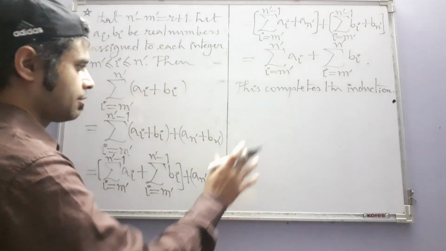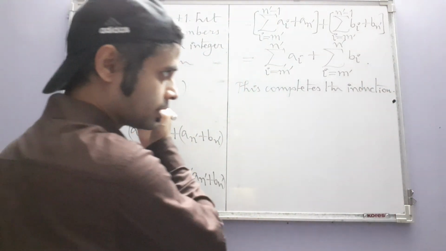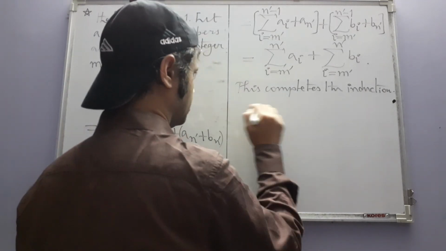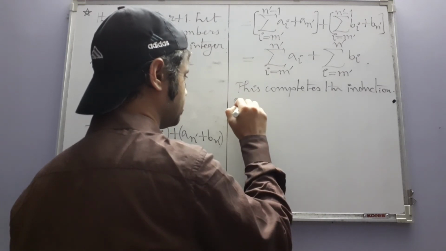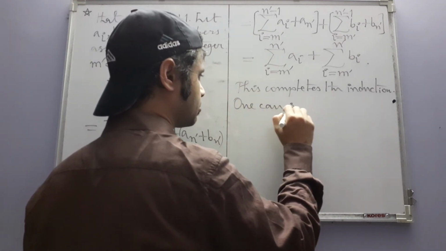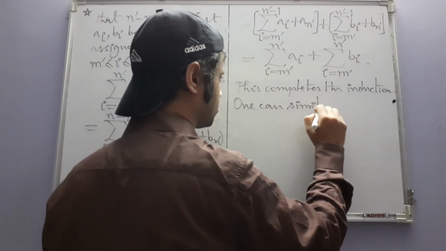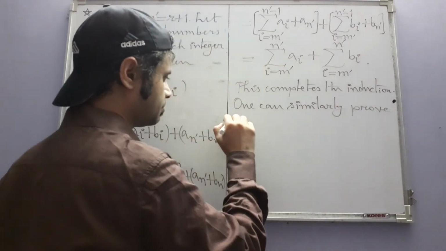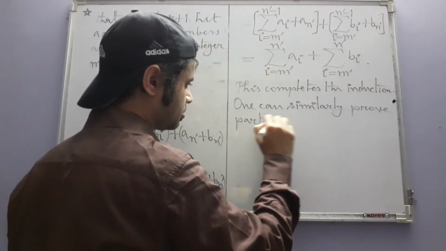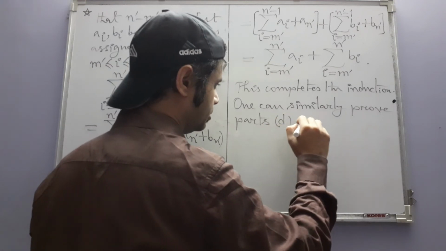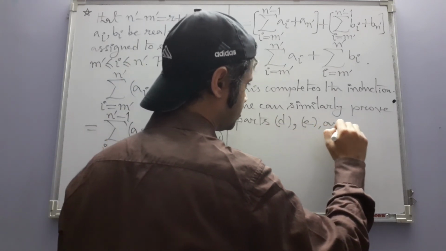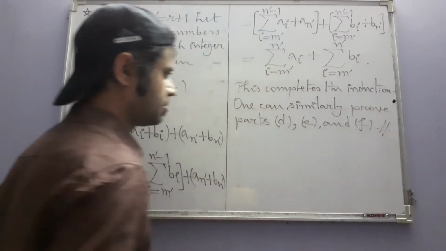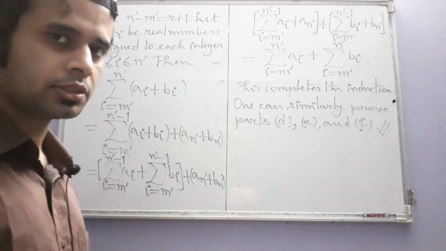And the other parts, I won't leave it like this, I will just simply mention. The other parts I leave completely to you. I am not going to do them. One can similarly prove parts D, E and F, and this completes the proof of our original proposition.